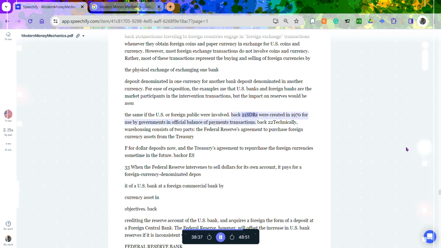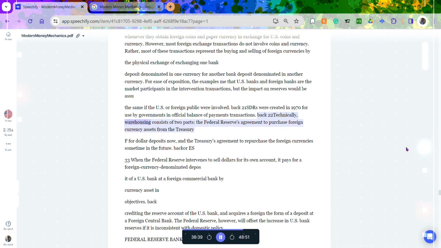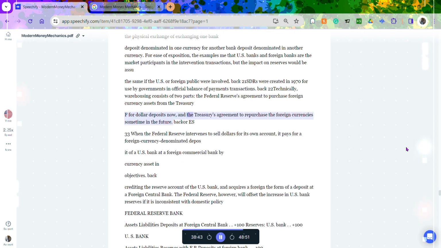21. SDRs were created in 1970 for use by governments in official balance of payments transactions. 22. Technically, warehousing consists of two parts: the Federal Reserve's agreement to purchase foreign currency assets from the Treasury for dollar deposits now, and the Treasury's agreement to repurchase the foreign currencies sometime in the future.